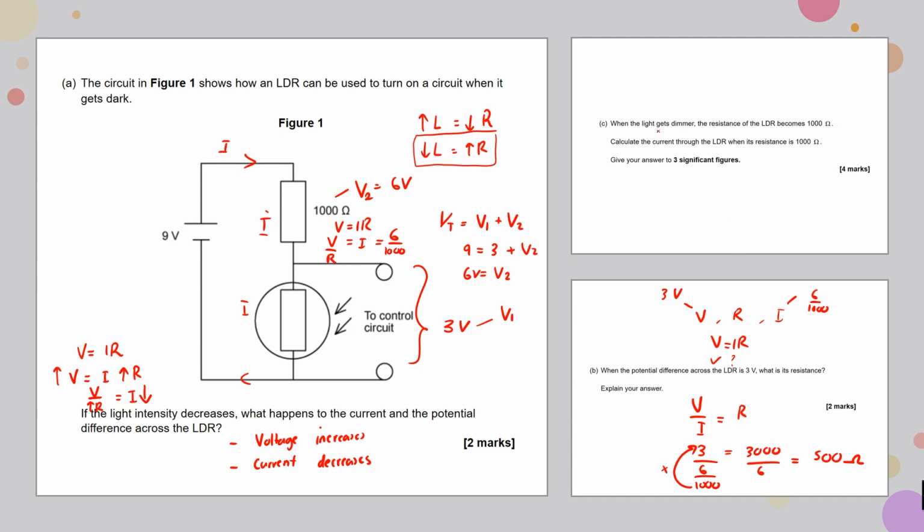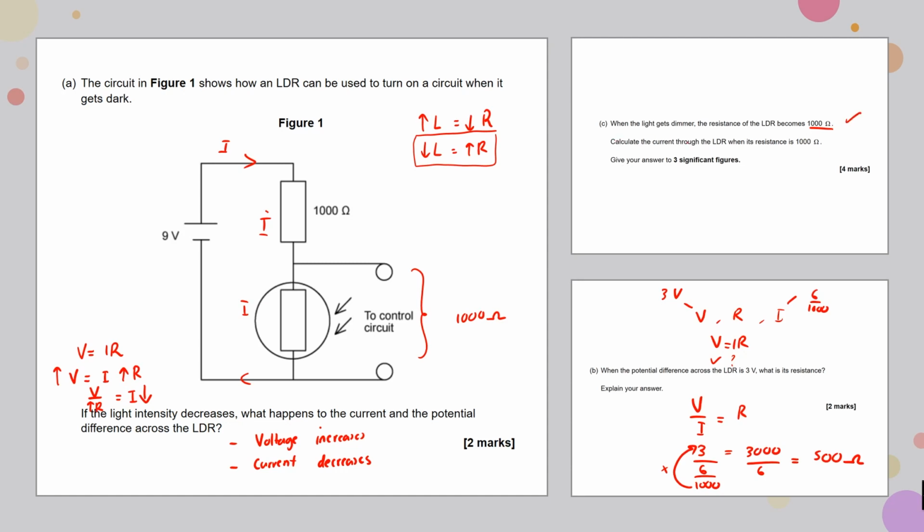All right, question C. It says, when the light gets dimmer, the resistance of the LDR becomes 1000. So in this scenario, let me just rub all of this out. We know that the LDR becomes 1000. So at this point the resistance is 1,000. Calculate the current through the LDR when the resistance is 1,000.